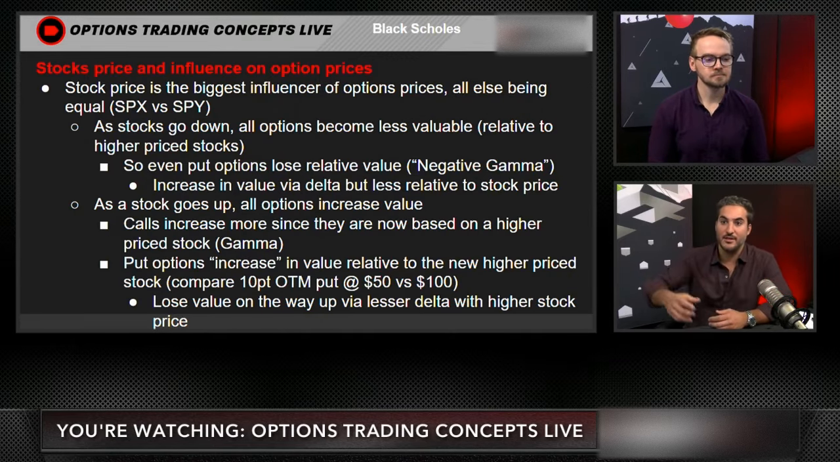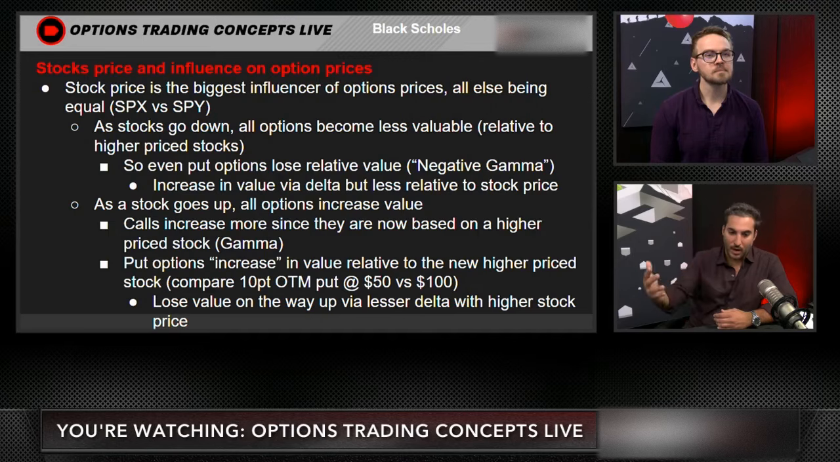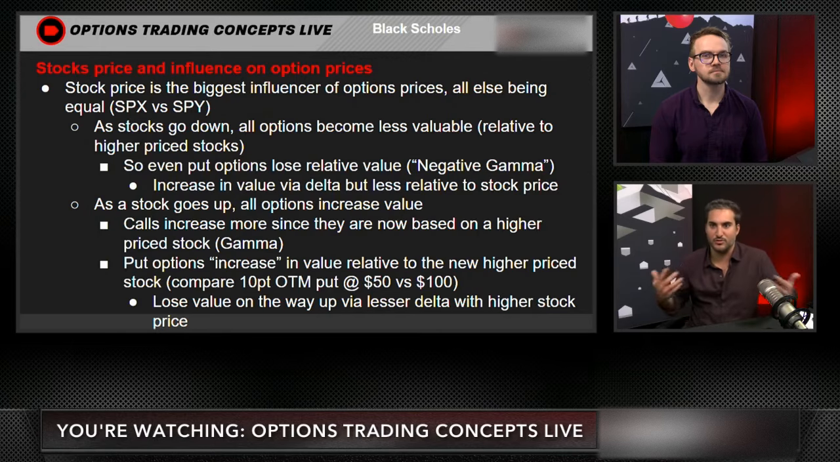So it's double the exposure, and that's kind of the effect of that negative gamma, and I put that in quotes because you still have positive gamma. It's just that the price is lesser than what you started with. So all else equal, an increase in the stock's price is going to have a bigger effect on that option relative to the decrease, even though you're getting the direction right.